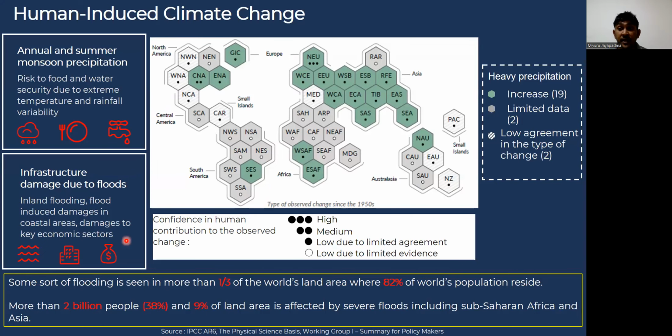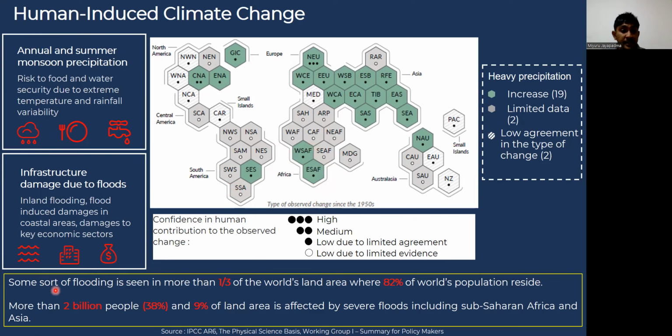the world in various aspects, and as per the latest reports, the annual and summer monsoon precipitation all over the world is going to increase significantly. And as a result, the damages to infrastructure due to floods is also going to increase significantly across the globe. And as you could see in this figure, the areas in green that includes developing Asian and African countries are the most vulnerable areas to those heavy precipitation extremes predicted.